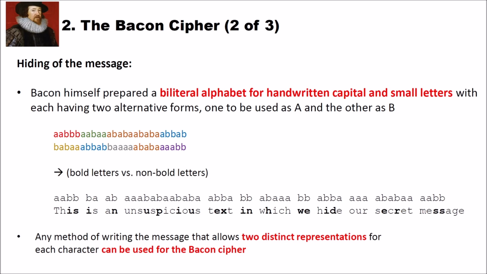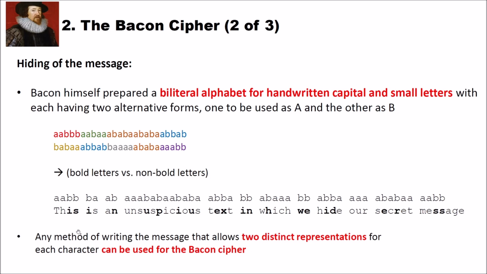And to decipher or to reveal the original message, of course, you do the reverse step. You write this AB pattern above your text based on bold and non-bold letters. And then you use the table that I've shown you previously to decode the message. And any method of writing the message that allows two distinct representations, like the A's and B's, for each character can be used for the Bacon cipher.